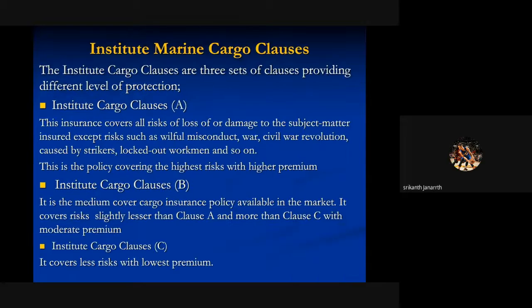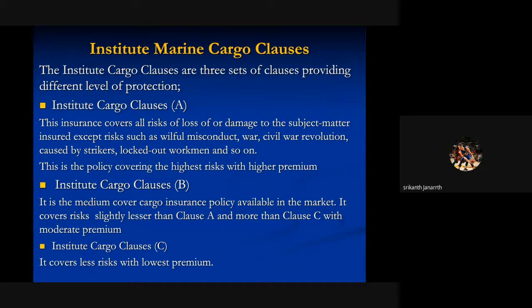So I have given something here. If you look, the Institute Marine Cargo Clauses have three sets of clauses. The A clause is the most preferred way of taking insurance, which covers the entire risk. There are exceptions: war, civil war. By nature, the goods, the commodity, the way the goods are packed, are exposed to risk. Those will not be covered. War, strike, right? Willful default. Those things will not be covered. But other than that, generally all the risks are covered under Cargo Clause A.